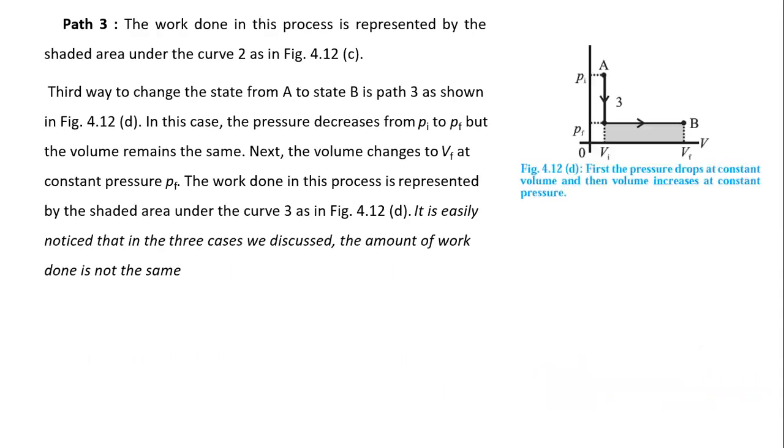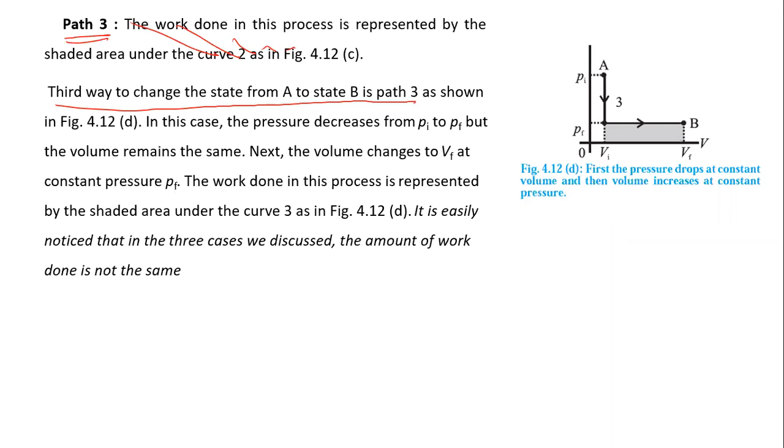Now let me discuss the third path. Path number 3. You can see here this is path 3. The work done in this process is represented by the shaded area under the curve. The third way to change the state from A to B is path 3 as shown in the figure.